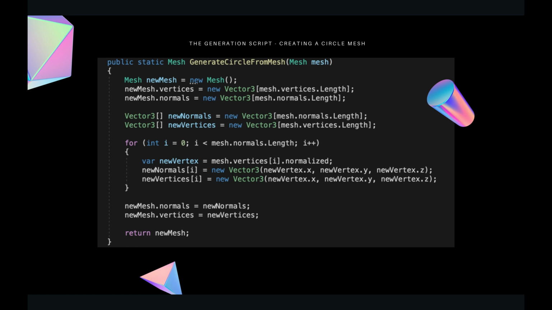We are basically getting all the vertices of the old mesh, of the old plane, and then we normalize them. We also generate the normals because they are really easy in this particular case, and then we are basically done with the circle.